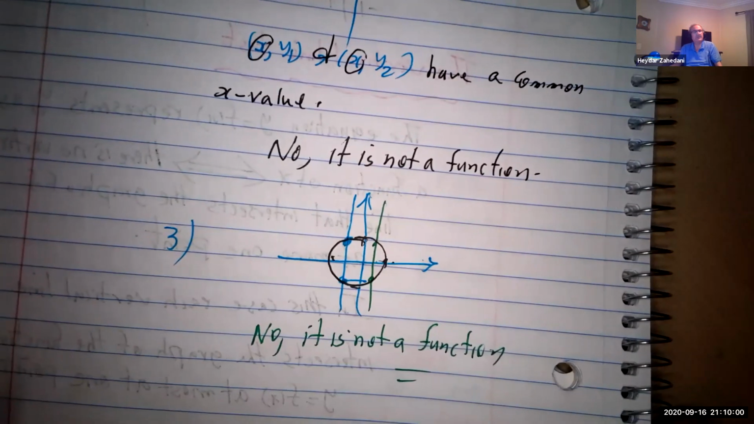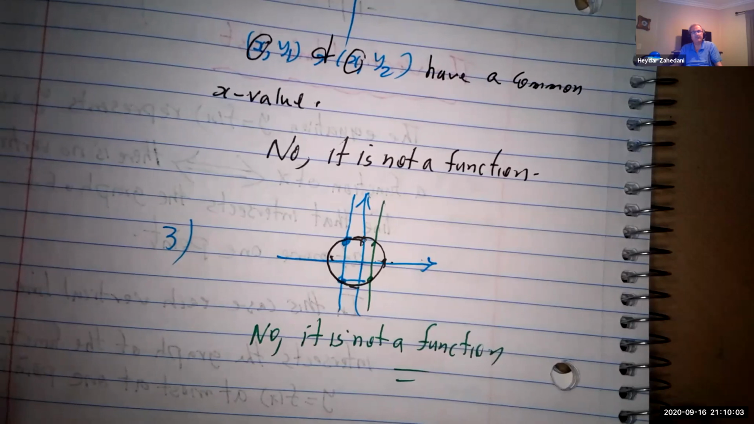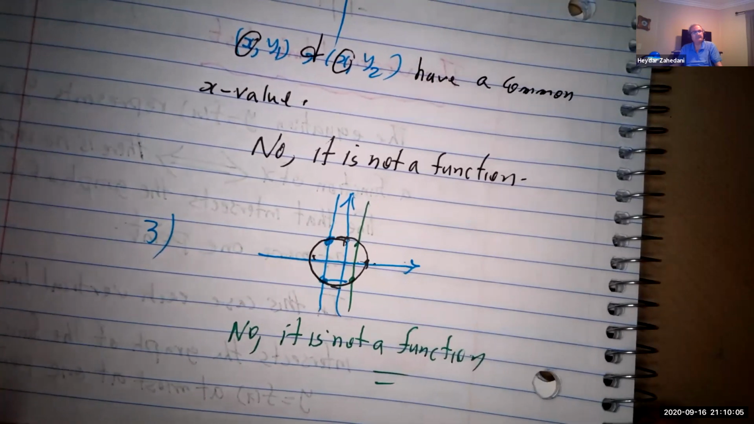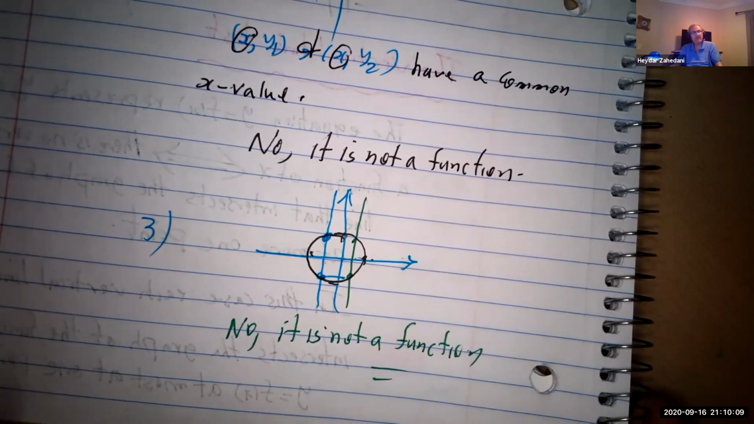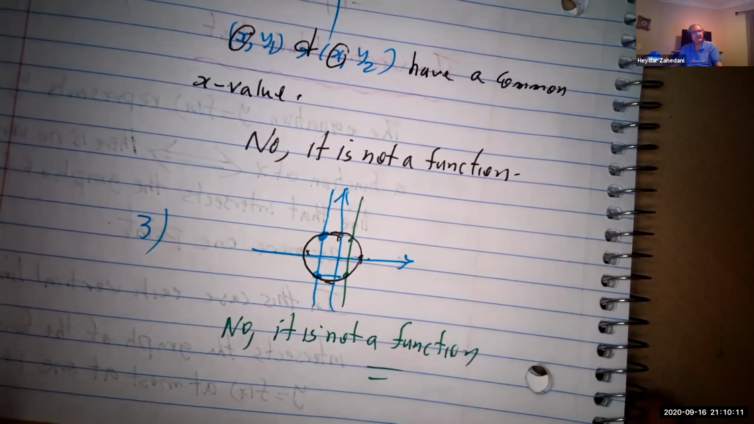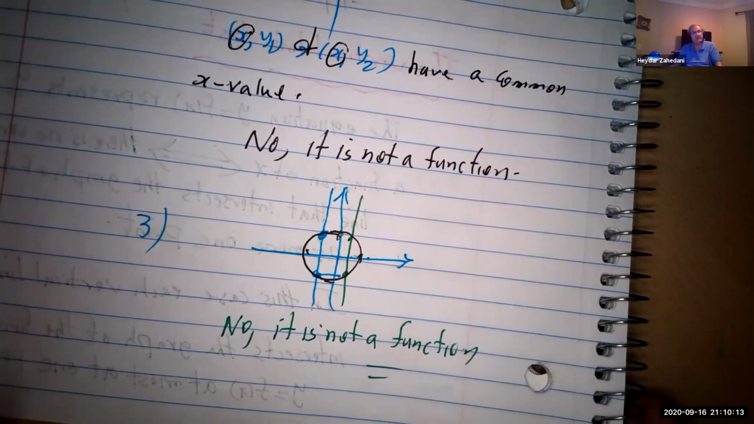Each vertical line might intersect the graph at 1 point only. Any question? Again, you can stay with the graph. You can find the domain and the range with the graph.